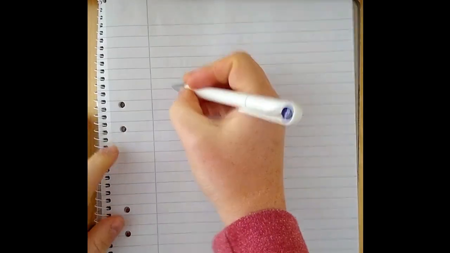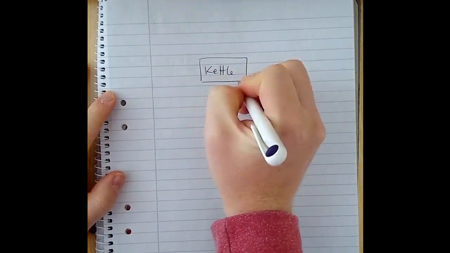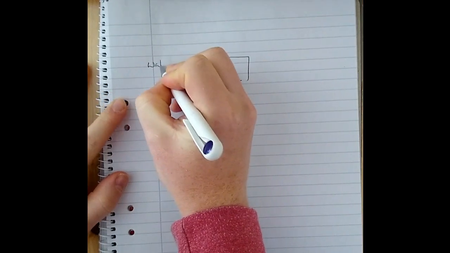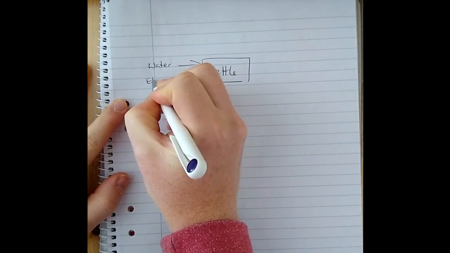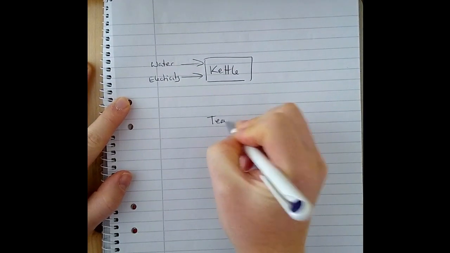The first thing you should do when you start a new LCA project is to draw a process flow diagram. So here's me drawing a process flow diagram to make a cup of tea. We're going to need the kettle. The inputs to this to make boiling water are water and electricity, and we're going to need a teapot.